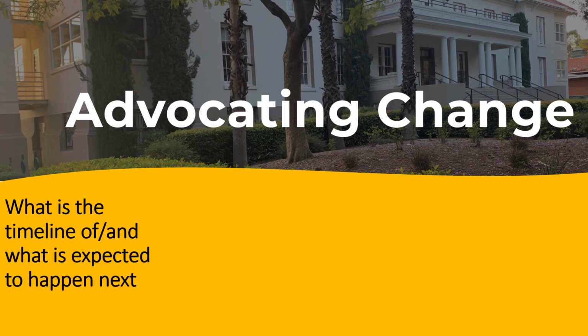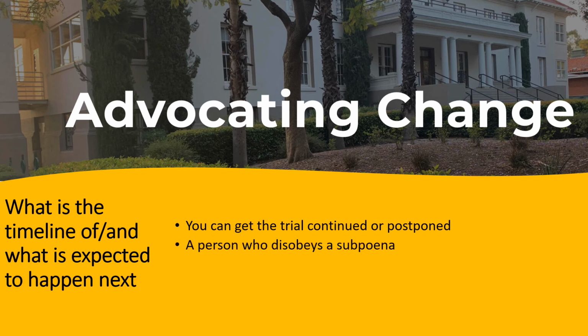What is the timeline and what is expected to happen next? You can get your trial continued or postponed if a witness fails to appear in response to a subpoena. A person who disobeys a subpoena can be immediately punished by the court for contempt, including $500 monetary sanctions, plus other expenses caused by the failure to comply.